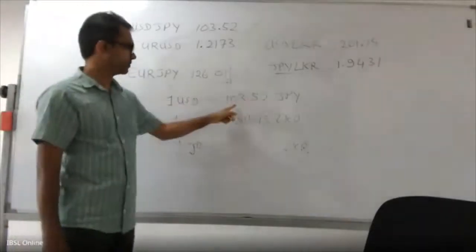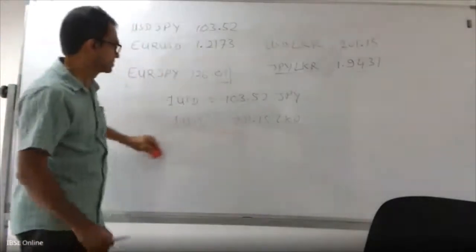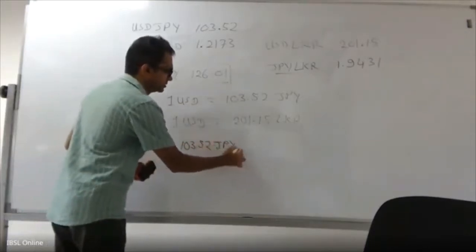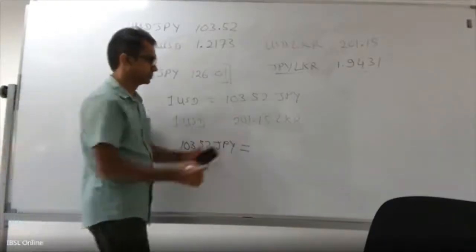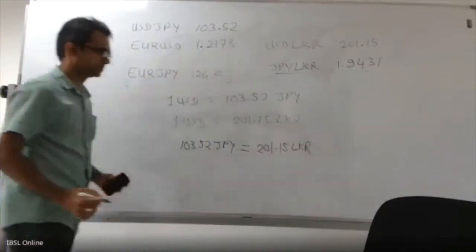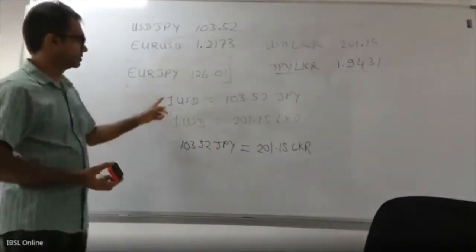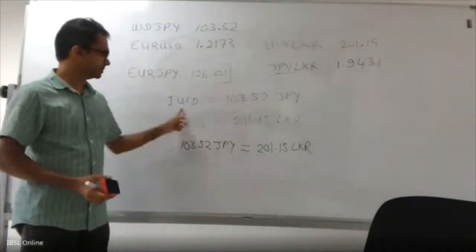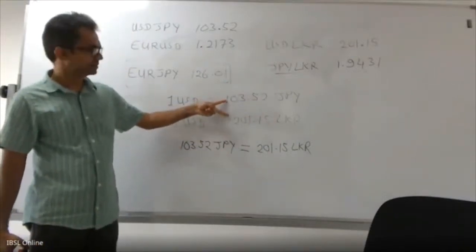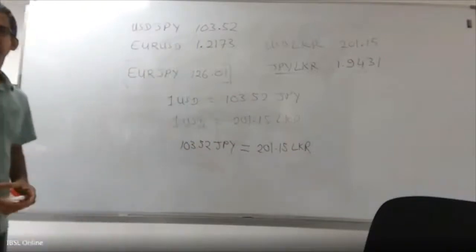$1 equals 103.52, $1 equals 201.15. What does it mean? 103.52 yen equals 201.15 LKR. Correct? This is the value of dollar in terms of yen, and this is the value of dollar in terms of rupees. Then these should be equal to each other: 103.52 JPY equals 201.15 LKR.